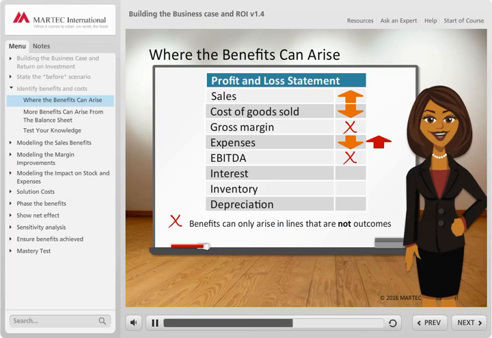EBITDA, earnings before interest, tax, and depreciation, is an outcome. Interest can be increased or reduced depending on the impact on inventory levels. Inventory has a financial carrying cost and a physical carrying cost. These numbers vary from retailer to retailer, but are generally about 12 to 15% of the cost value of the average inventory. Reductions in inventory will reduce interest charges by the saving in financial carrying costs. Expenses can be reduced or increased by any changes in the physical carrying cost of inventory. Depreciation will often be increased because of additional depreciation charges on the CapEx expended to acquire and implement the solution.